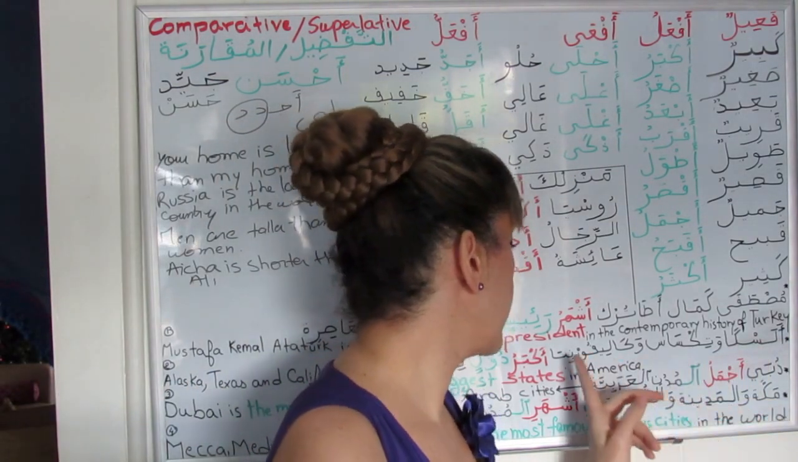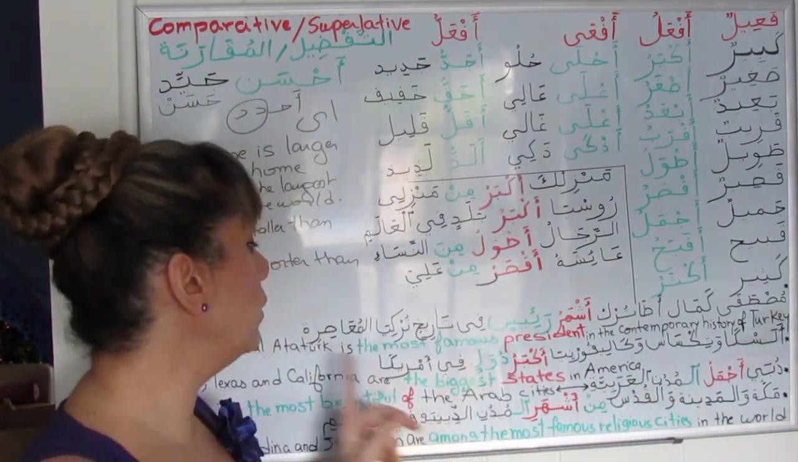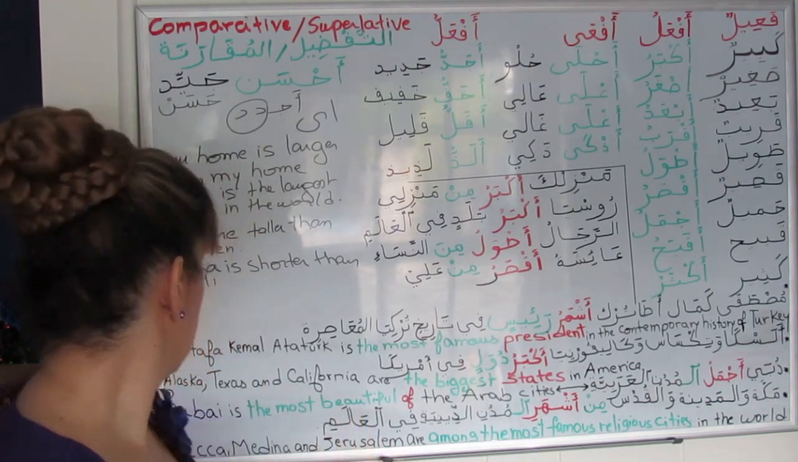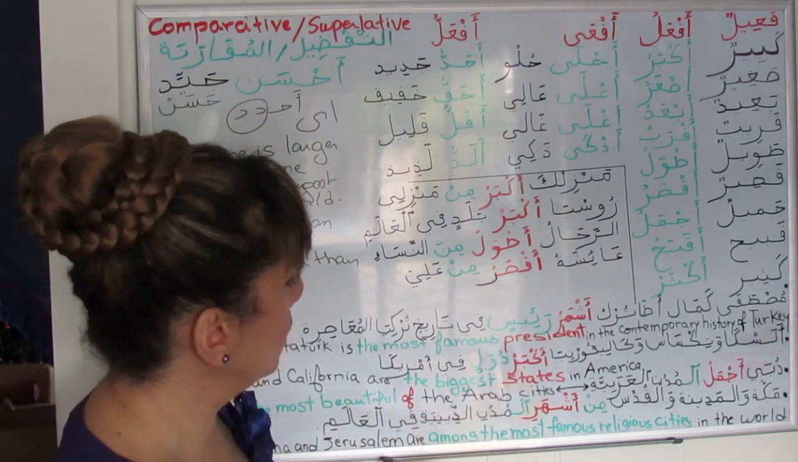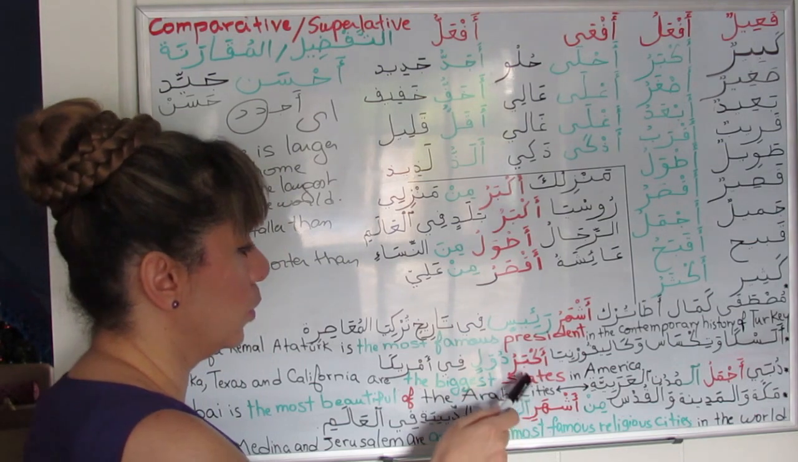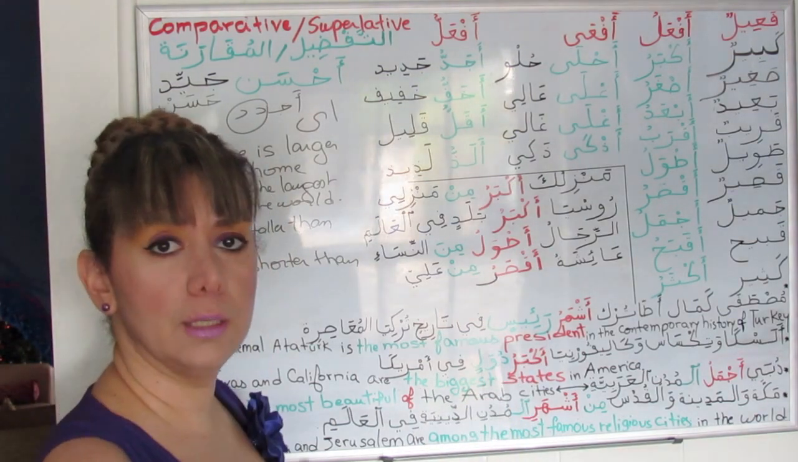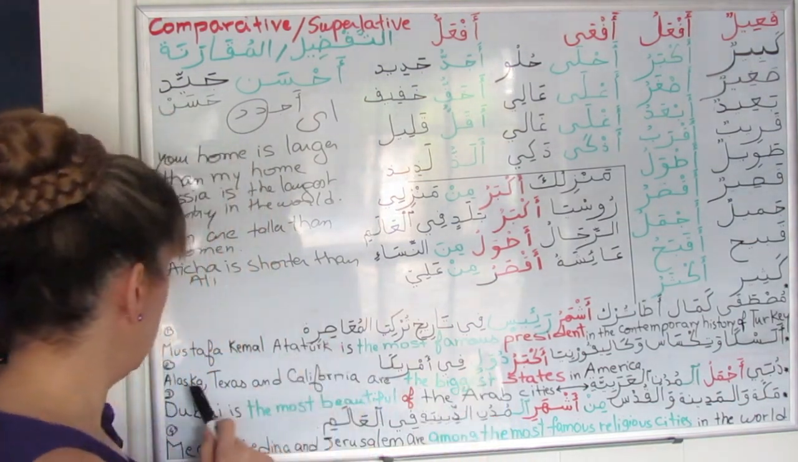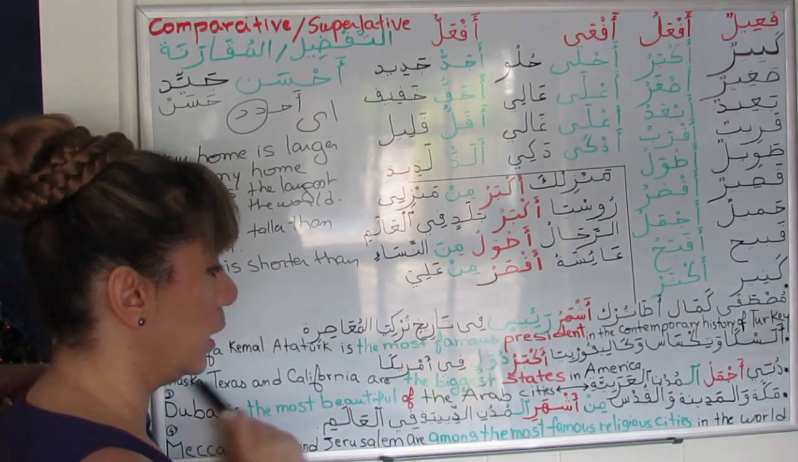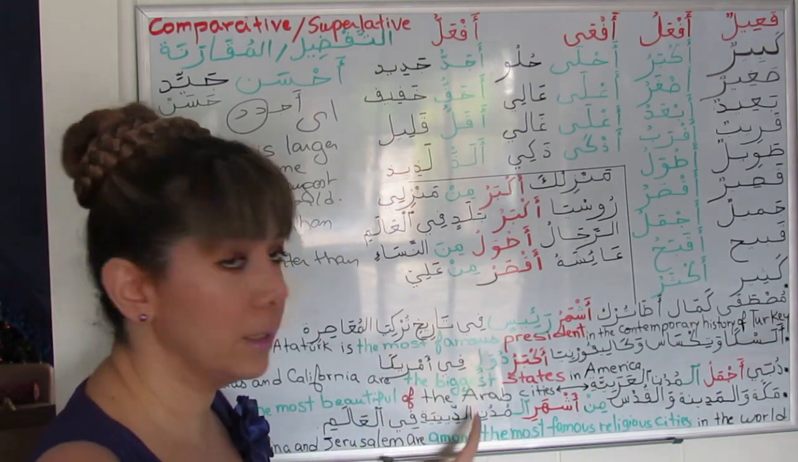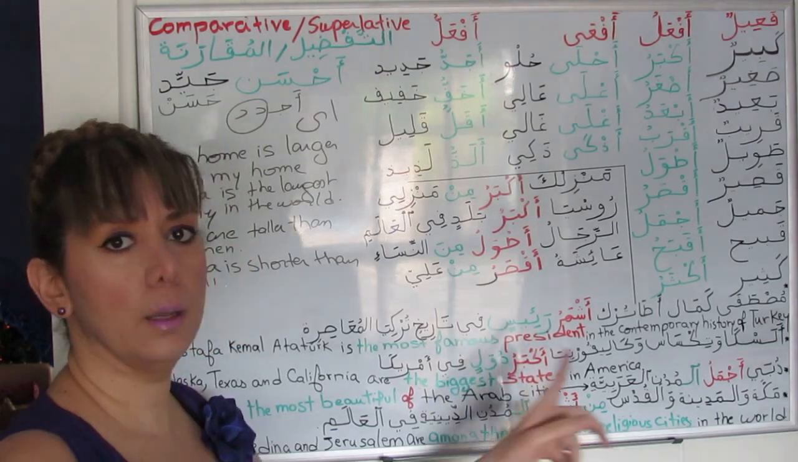ألاسكا وتكساس وكاليفورنيا أكبر دول في أمريكا. Here, again, we have the relative followed by an indefinite noun in genitive form. Alaska, Texas, and California are the biggest states in America.